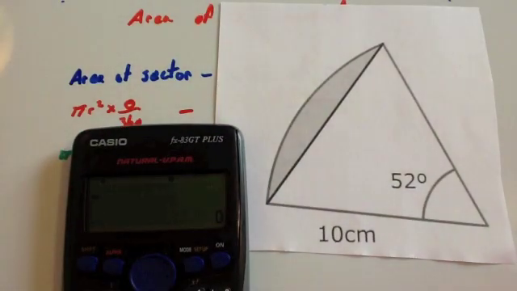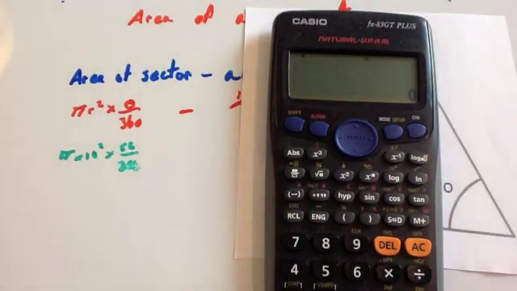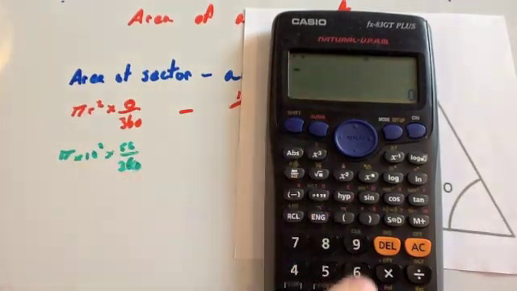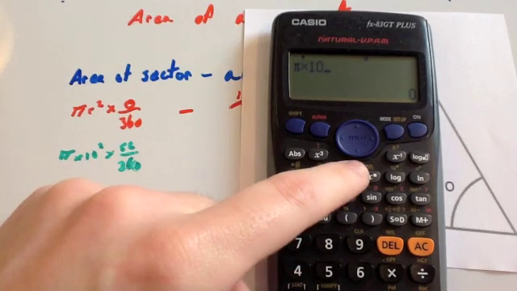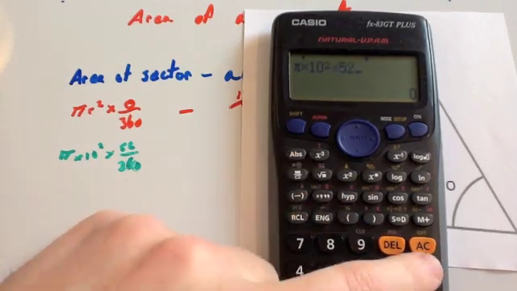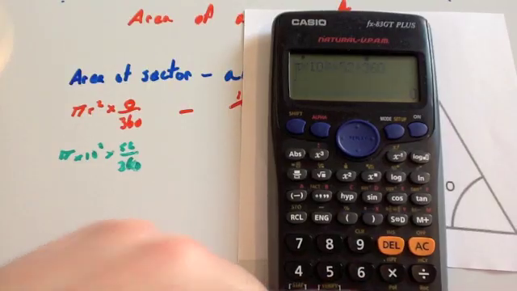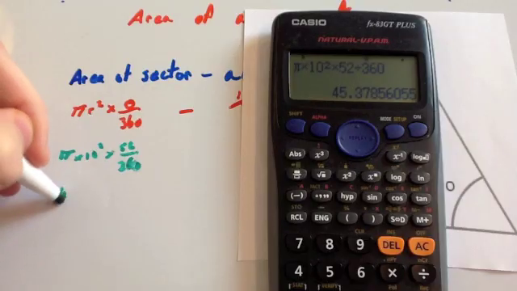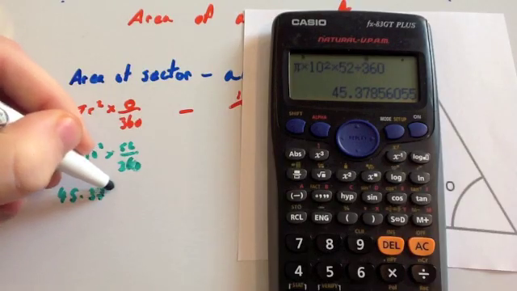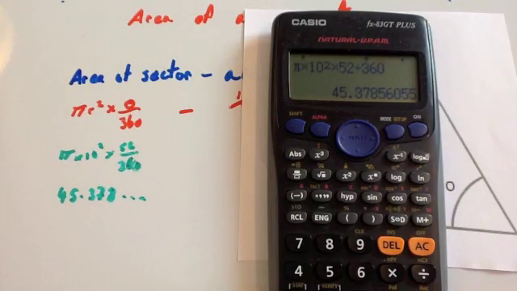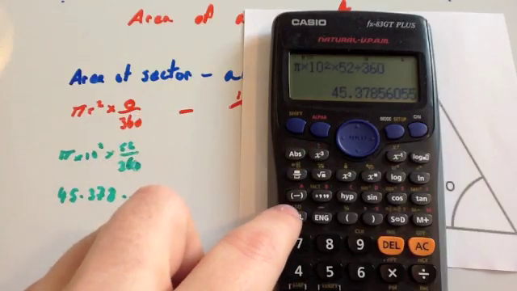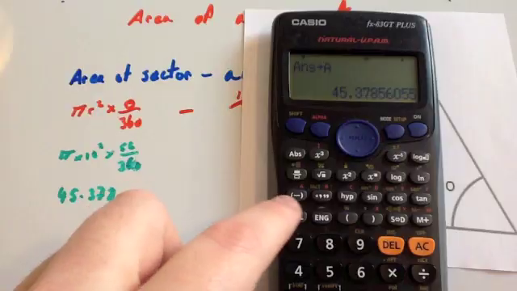So pi times 10 squared times 52 divided by 360. The whole sector is 45.378 and so on. Don't round this until the very end of the sum. Actually, what I'm going to do is store that into the memory of my calculator, so I can bring it back later. So shift, store, and then A. So we've saved it into the calculator to use later.